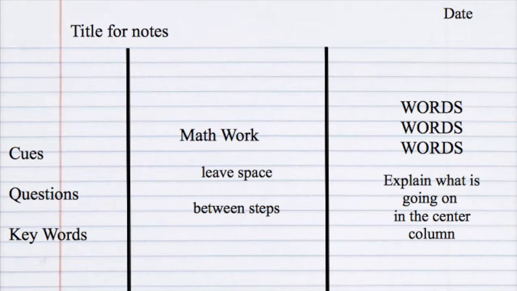And then in the right-hand column, just as important as the math, maybe even more so, are explaining what's going on. And the key is that you can't explain it in math talk. You need to explain it in ways that will make sense for you.